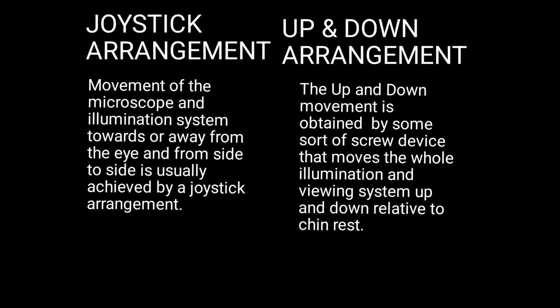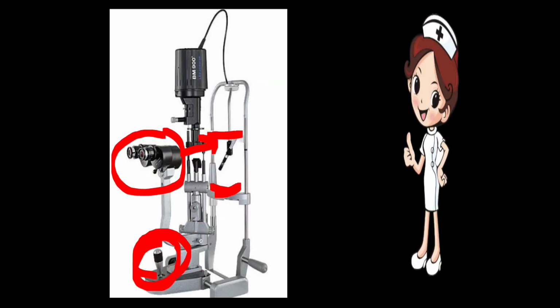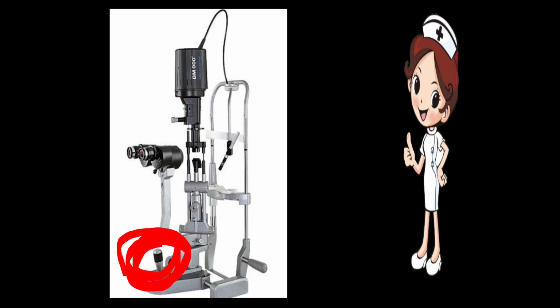Next one is up and down arrangement. The up and down movement is obtained by the same sort of screw device that moves the whole illumination and viewing system up and down relative to the chin rest. Okay, we can do the up and down by using this area under a certain limit, but we can also do the up and down by using this. Okay, here the small knob is present. If we rotate it, then we can go up as well as down.